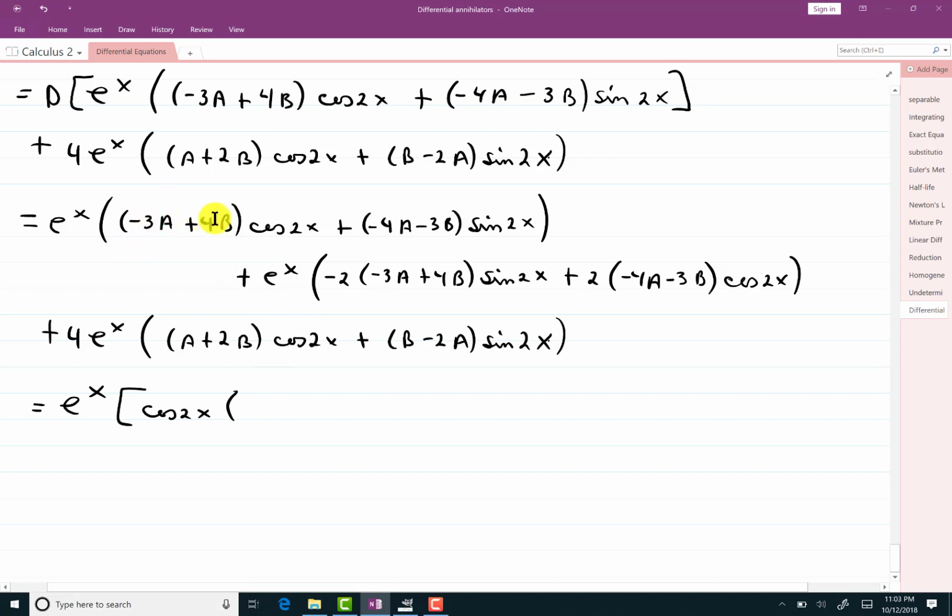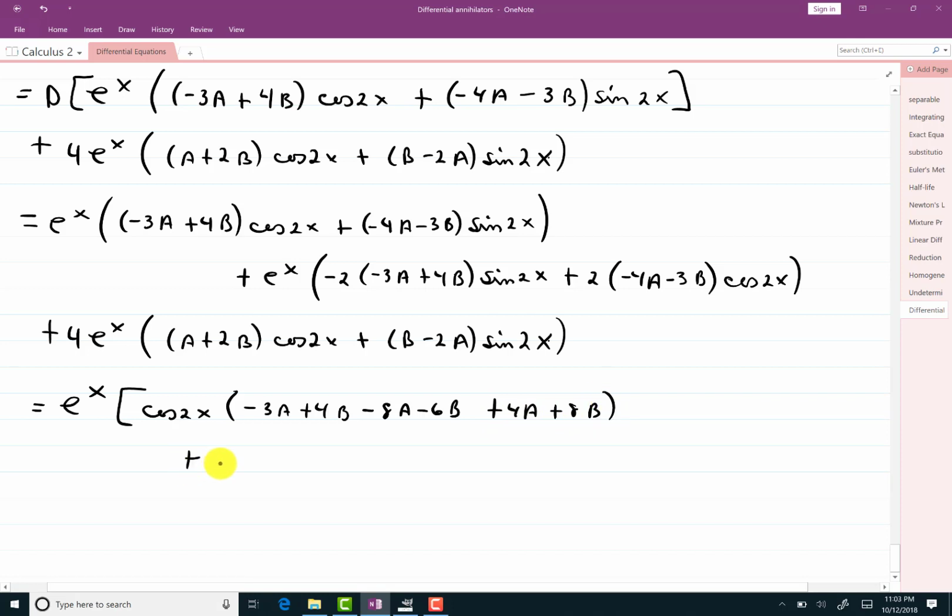I have negative 3a plus 4b. And down here, I've got negative 8a minus 6b. And all the way over here, don't forget this 4 that's out here, I got 4a plus 8b. So that's all the cosine stuff.